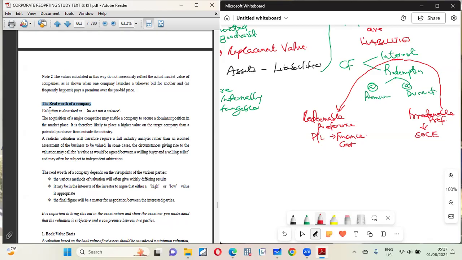But please, note that in this part of the exams, I've made a very important note. It is important to bring this out in the exams in terms of the real worth of a business and the fact that in valuation, the final figure will be a matter of negotiation. And also show your understanding that valuation is subjective. And sometimes one has to compromise between the two parties.